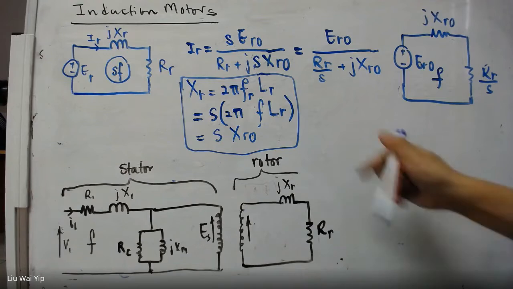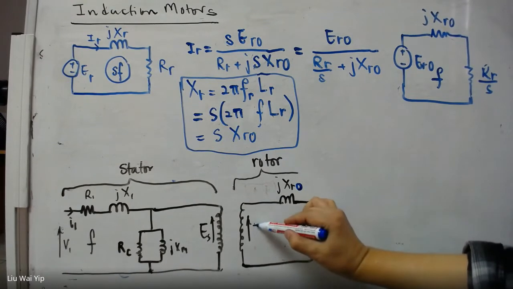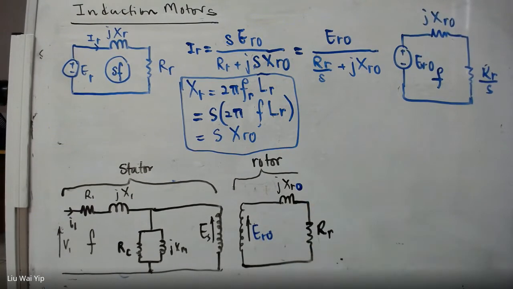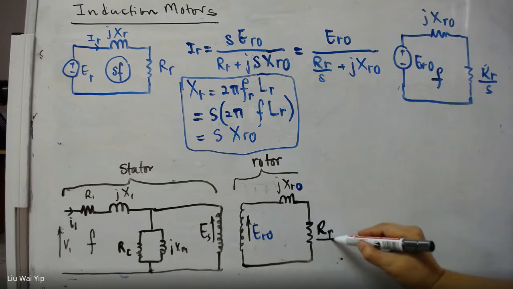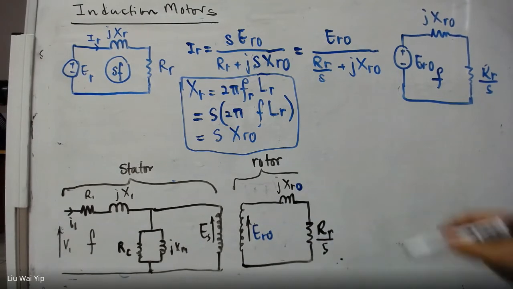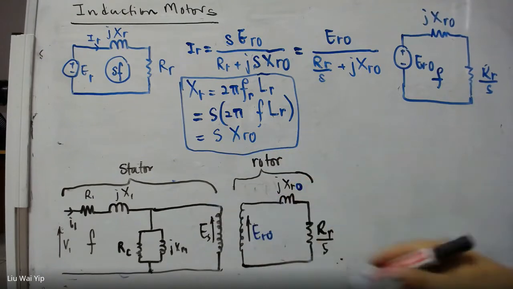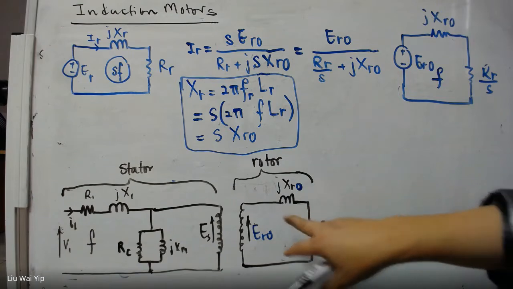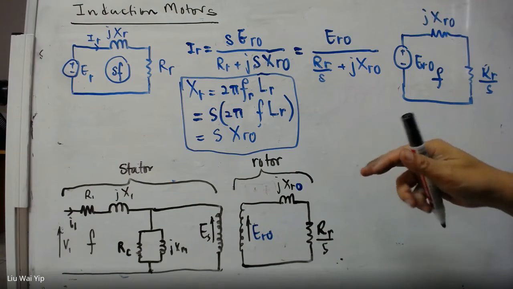So now we just need to do some adjustment. And this one is going to be ER0. And the rotor resistance is, so now we are closer to reality. We have a model, and the model shows that the rotor itself is stationary and stands still.